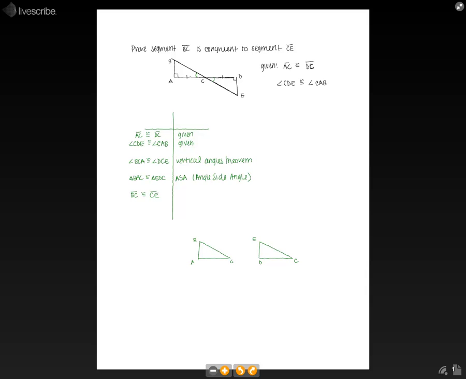Alright, so what corresponding parts of congruent triangles says is that every corresponding side is congruent. So that means that this side, BC, is congruent to EC, which is what we're trying to prove. But it also says that BA is congruent to ED, and so on. And the same thing for all the angles. So we end up being able to prove that all of the angles and sides are congruent. Alright, and that's corresponding parts of congruent triangles are congruent.